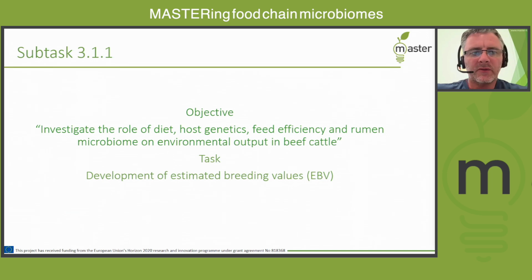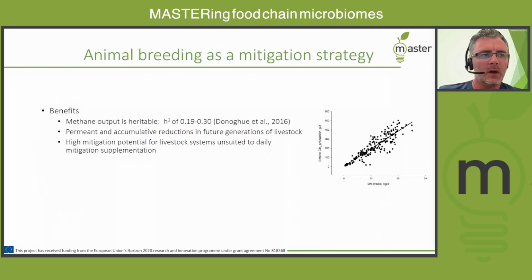So the objective within Master was to investigate the role of diet, host genetics, feed efficiency, and rumen microbiome on the environmental output in beef cattle. One of those tasks was to develop an estimated breeding value for methane. We know that methane is heritable and that we can select for it. And it's permanent, it's cumulative. Whatever we select for now has implications for future generations of livestock.